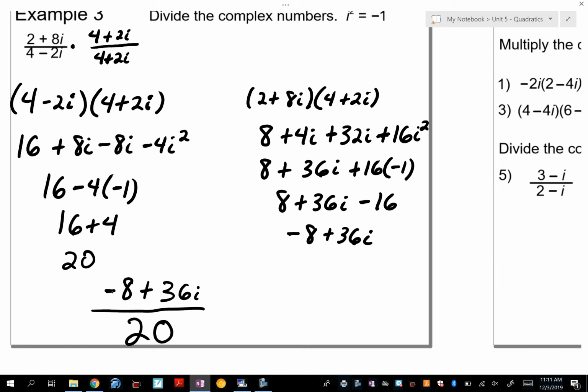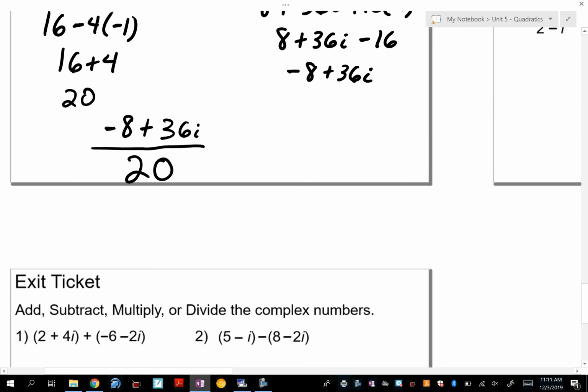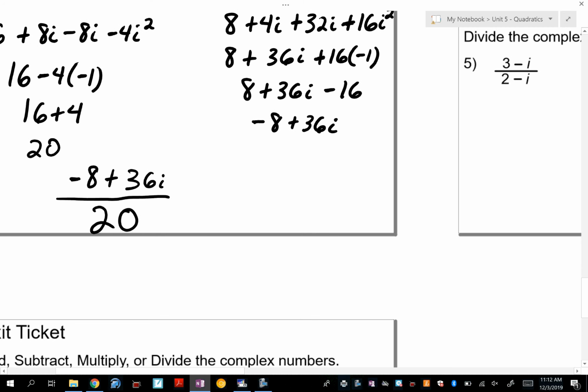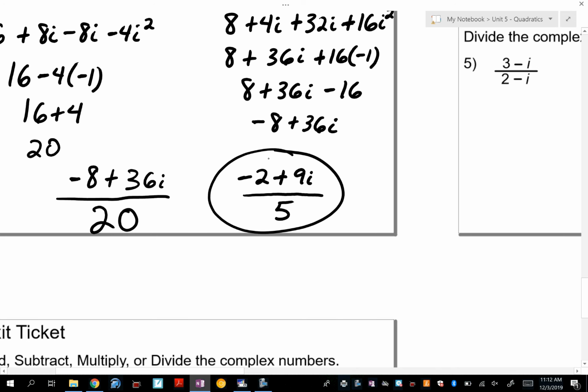This is the answer, but it's not simplified. Look at your 3 terms: the negative 8, the 36, and the 20. All 3 of those numbers can be divided by the same number. 4, actually. You could use 2, but you'd have to do it again. 4 is the highest number that you can factor out. So you're going to get negative 2 plus 9i over 5. You'd get almost full credit for the previous answer. Full credit is here.